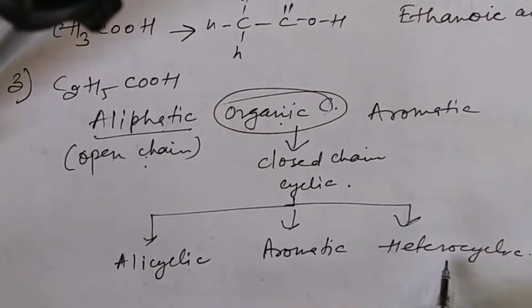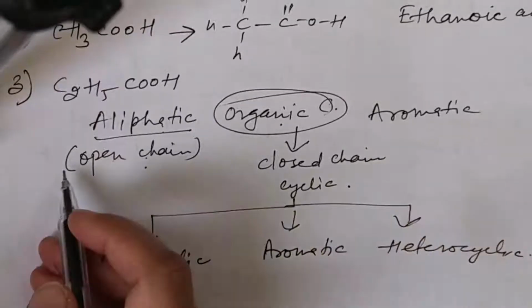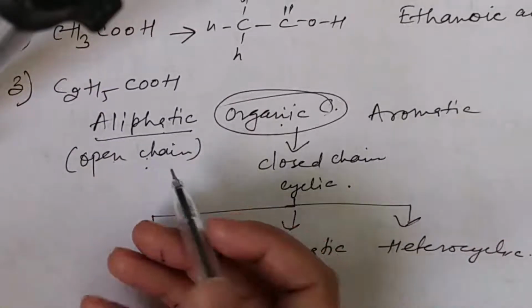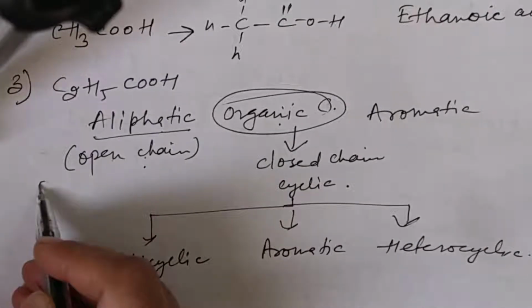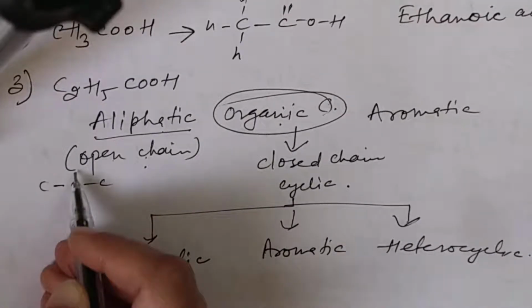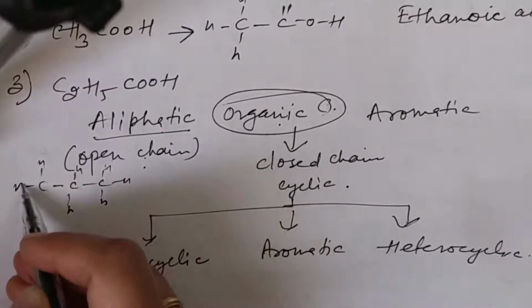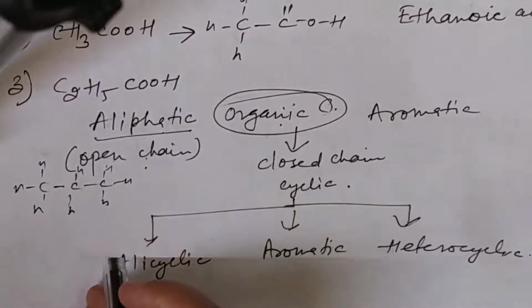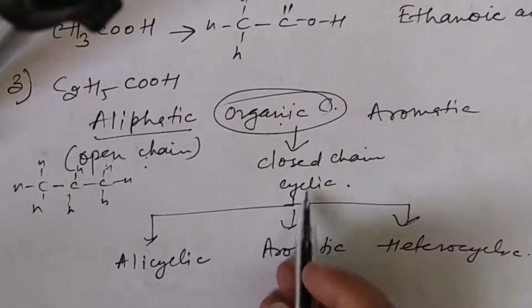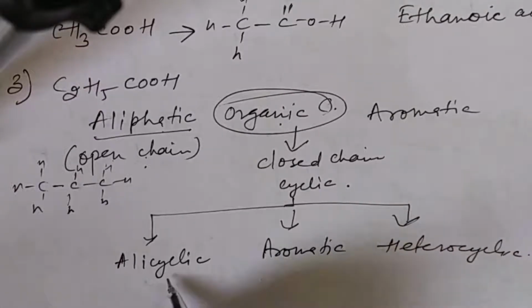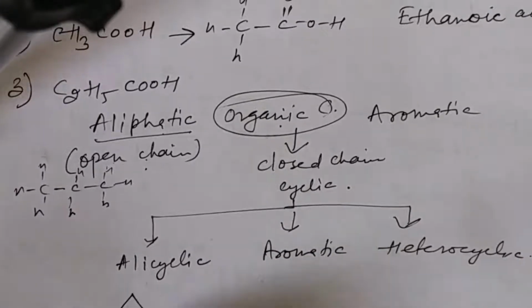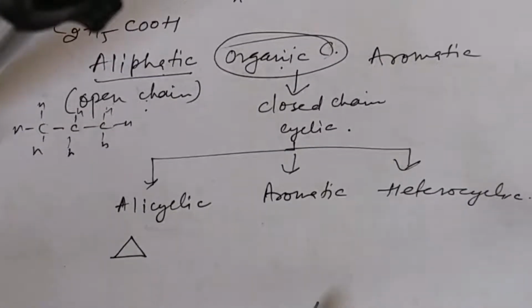Take an example of each category. In the open chain compounds we are taking examples like the alkane family. Suppose we are taking the example of propane, an open chain aliphatic compound. Okay, in the closed chain cyclic compounds, take the example of an alicyclic compound. This is an alicyclic compound, cyclopropane.